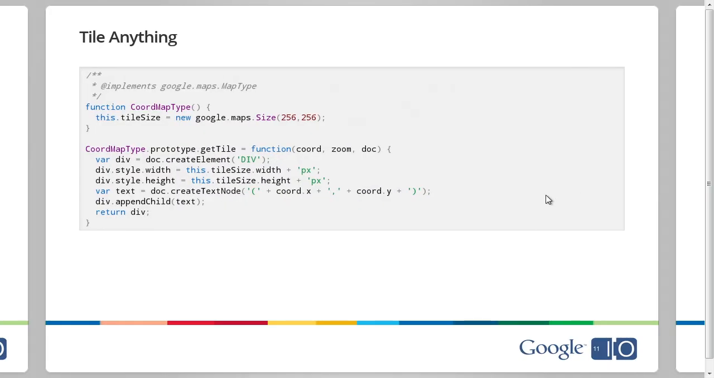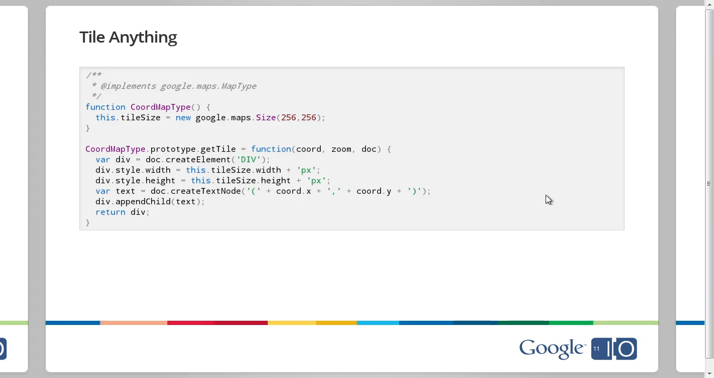So the MapType interface just requires you to specify a tile size and to define getTile. And so getTile passes in the coordinate, the zoom level, and the document. We pass in the document so that we don't have any problems with iframes, so that we're sure that you are creating the element with the correct document. So you take our document, you call createElement on it, make it a div. I guess you could give it any node. We'll attach any DOM element to the DOM for you. And then you can put whatever you want in it.